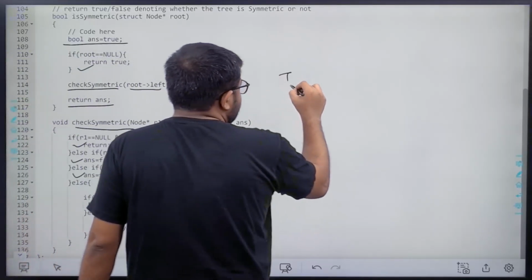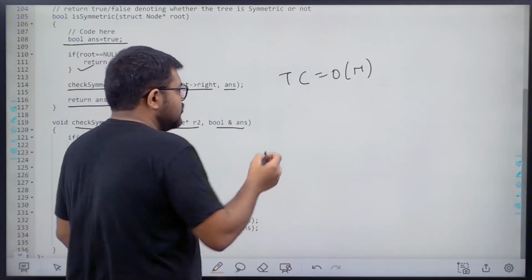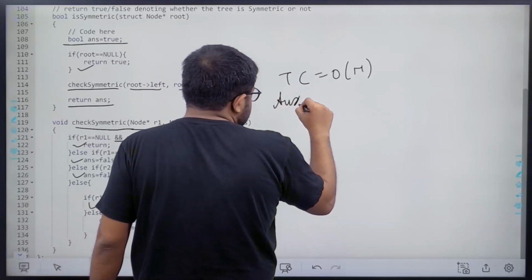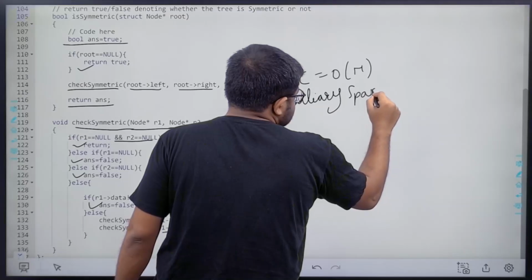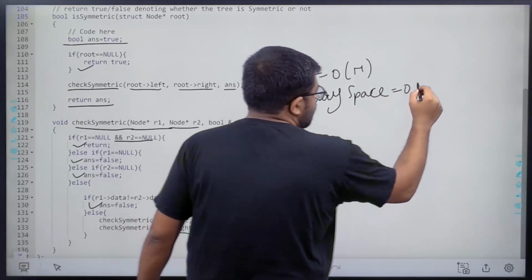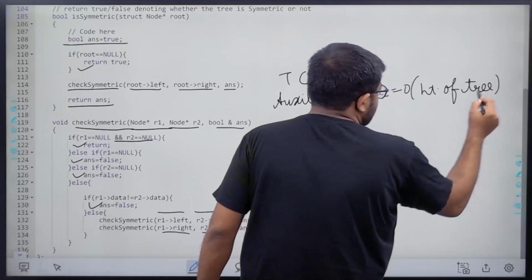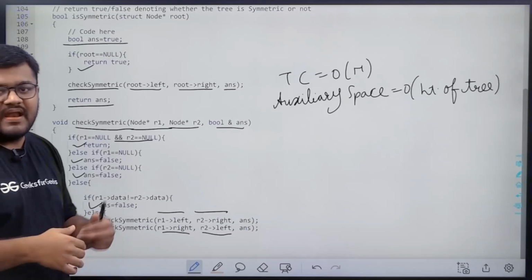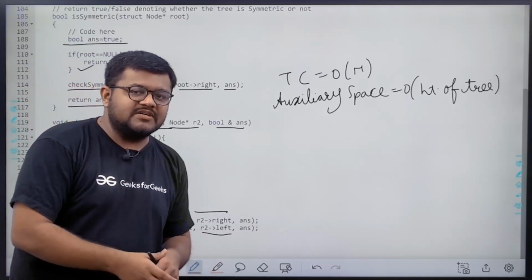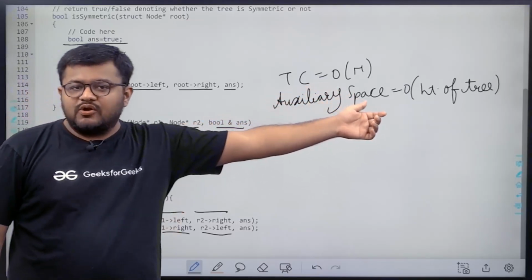What will be the time complexity? Time complexity would be big O of n, because we are traversing through all the nodes. What will be auxiliary space? The auxiliary space here will be big O of height of tree. Now why height of tree? Because I am calling this recursive function, so a call stack will be maintained, and at max how many elements can be there in the recursion stack? It is equal to the height of the tree.